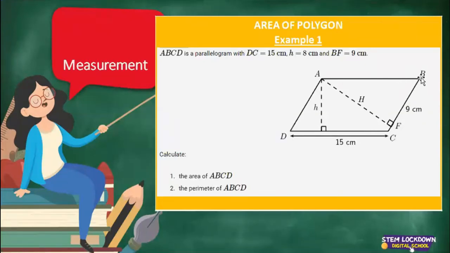So we need to actually find BC. How do you find its length? We can't use this 9, because 9 centimeters is for BF, not the length BC. To find length BC, what do we do?